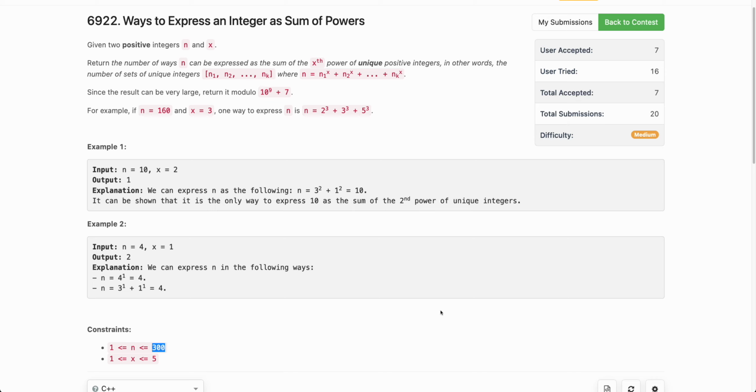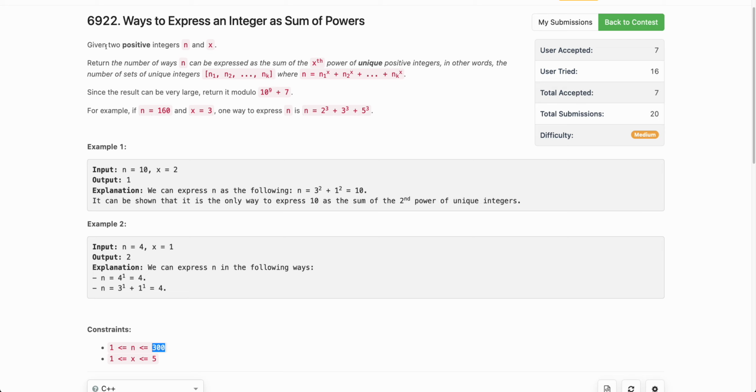Hey everyone, welcome back. In this video, we'll be discussing the last problem of today's biweekly contest, ways to express an integer as sum of powers. The problem is a bit easier than the usual LeetCode last problem of weekly or biweekly contest. If you are following this channel for some time, I am very sure you'll be able to solve this problem by yourself. So if you haven't tried it yet, I would strongly encourage you to pause and try to solve the problem by yourself. So with that, let's get started.